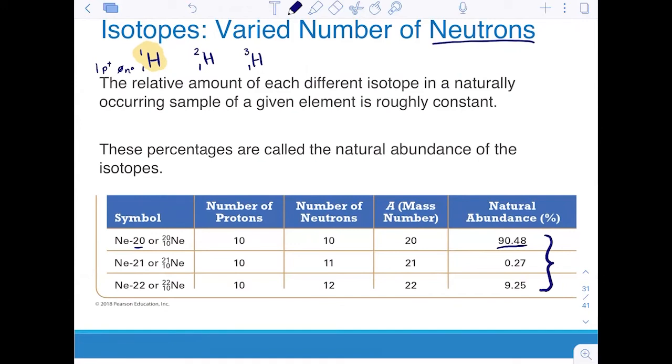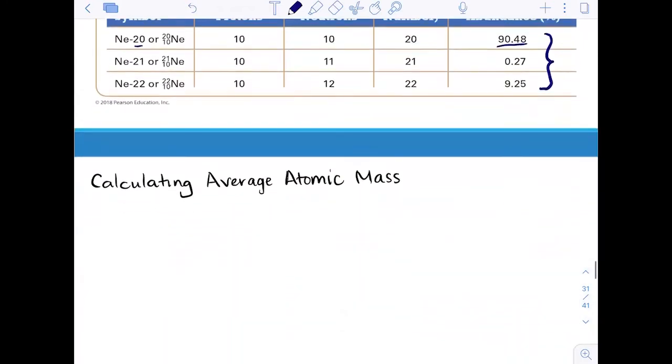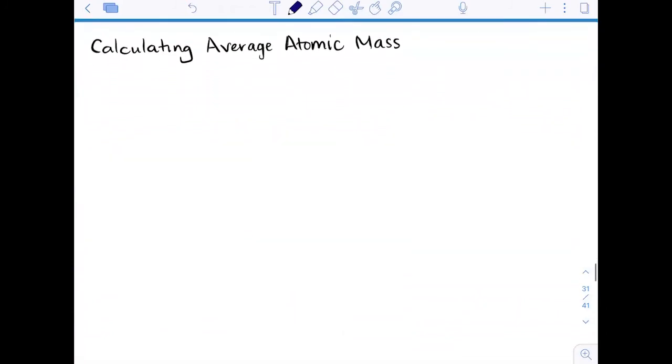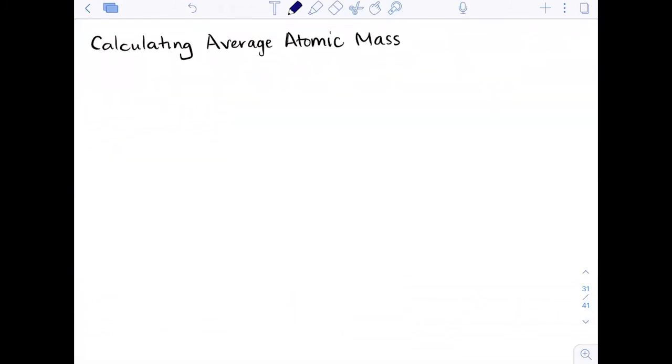So these abundances are really special. They are determined based off of an instrument called the mass spectrometer. We won't be diving into the mass spectrometer. It is in your textbook. You are more than welcome to read about it, but I don't need you to do any calculations with determining natural abundance. What I would rather you be able to do is calculate the average atomic mass based off of those given abundances. So for instance, we're going to see how to calculate the average atomic mass.